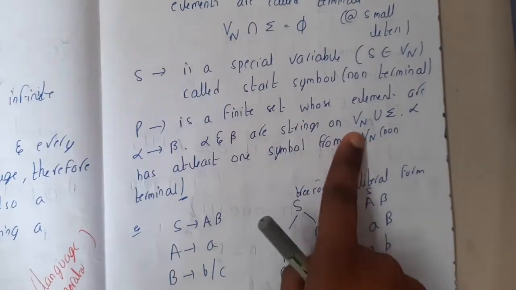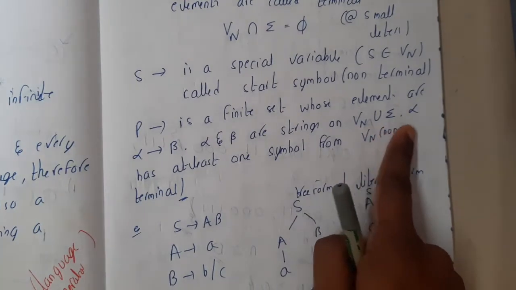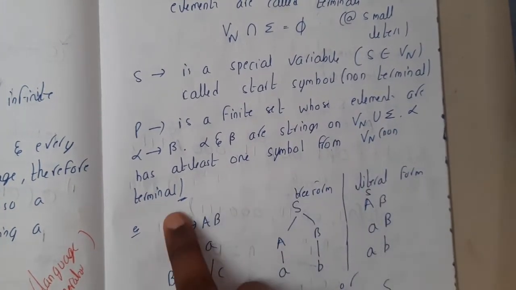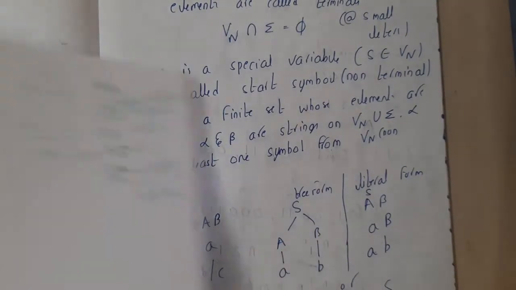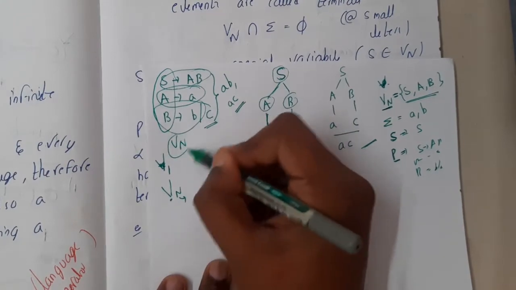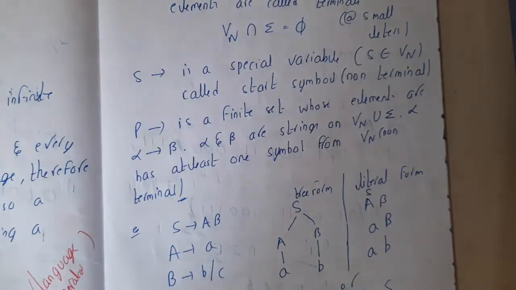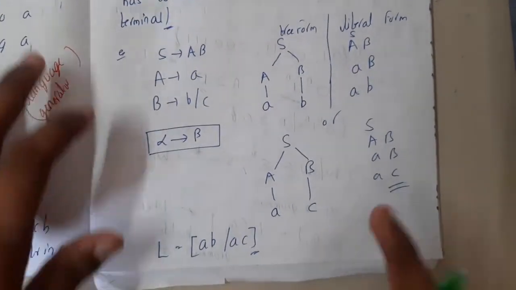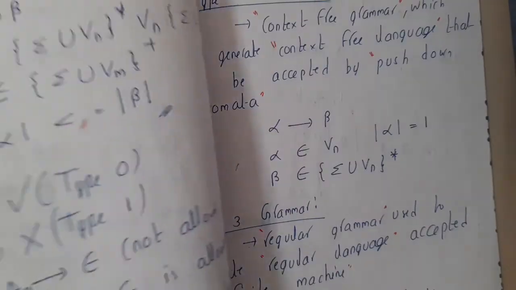Alpha and beta are strings on Vn union sigma, where alpha has at least one symbol from Vn, a non-terminal. So basically, if you observe even in our example, on the left hand side we will always have Vn, guys. The same example which I explained is written here. So now let us go through the different grammars, guys.